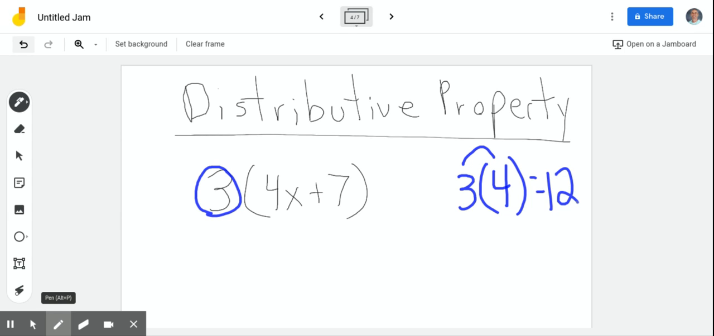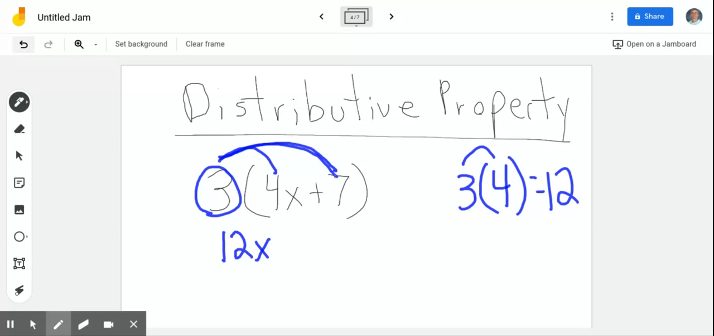Same thing here. I want to distribute 3, but I want to distribute throughout everything in parentheses, every term. So I'm going to do 3 times 4x, then I'm going to do 3 times 7. So first of all, 3 times 4x is going to give me 12x. And then 3 times 7, don't forget it's got to be a plus or minus sign in between each term.